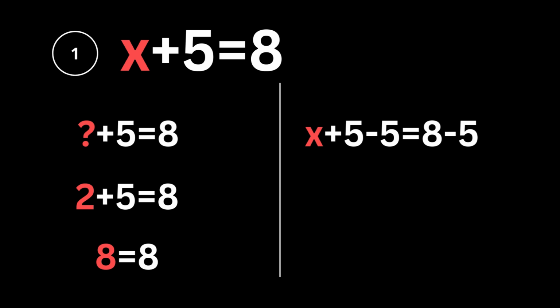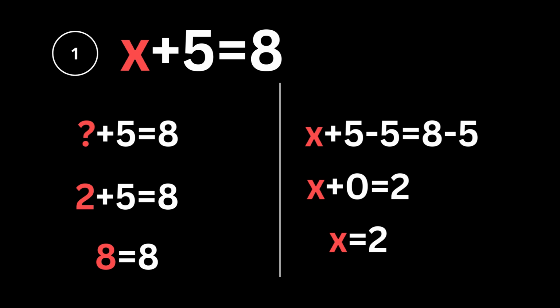Positive 5 plus negative 5 adds up to 0, so they cancel. Now we are going to bring down the x. Here we have 8 minus 5, so we get x is equal to 3 as we see here. So that's how we could solve that particular linear equation.